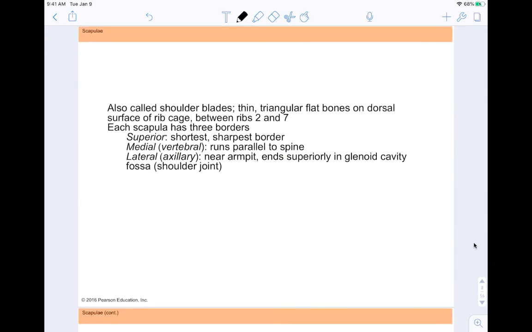Okay, our scapula. These are going to be our shoulder blades. They're very thin bones that are triangular in shape, and they're flat, and they're on the dorsal surface of your rib cage, so behind your rib cage, between ribs 2 and 7 specifically. Each of these scapula has 3 different borders: the superior, medial, and lateral borders. The superior is going to be the shortest and sharpest border. The medial, so in the middle, is going to run parallel to the spine. And then the lateral border is going to be near your armpit, which is going to end superiorly in the glenoid cavity or fossa, which is your shoulder joint.